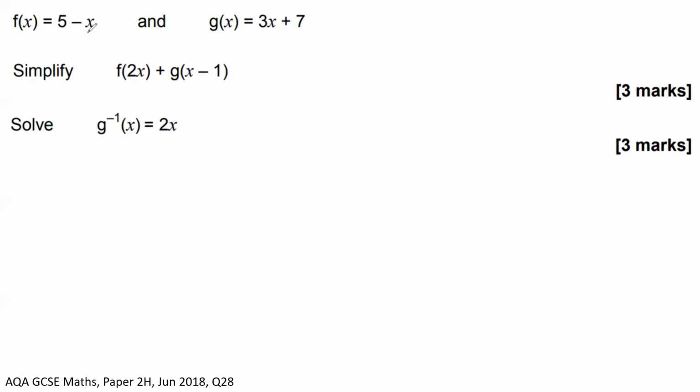We've been given two different functions, f of x and g of x. Remember, f of x just means it's a function of x. So this is very much like saying y equals 5 minus x. They've just called it f of x. And then g of x is another function of x, again, could be y instead. The first part of the question is getting you to simplify this combination of f of x and g of x, and then finally to take the inverse function and solve it when it equals 2x.